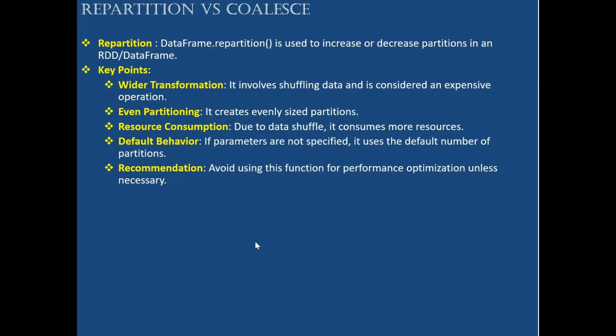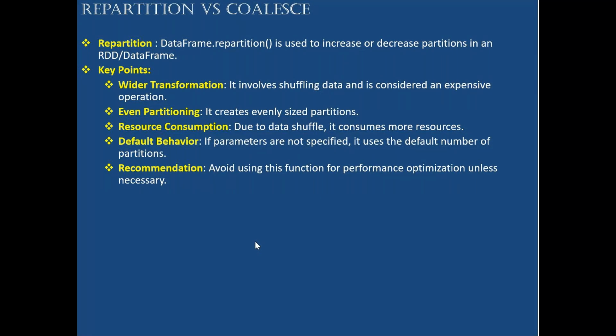Resource consumption: due to data shuffling, it consumes more resources. As it uses more resources, definitely it is not good for performance. Default behavior: if parameters are not specified, it uses the default number of partitions. For example, if you say df.repartition, whatever default number is there, it will take care.